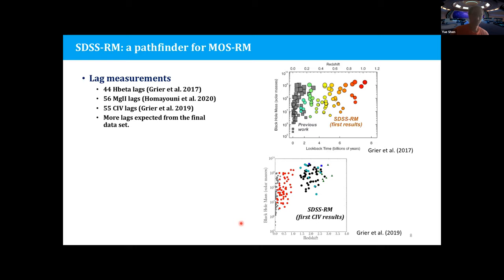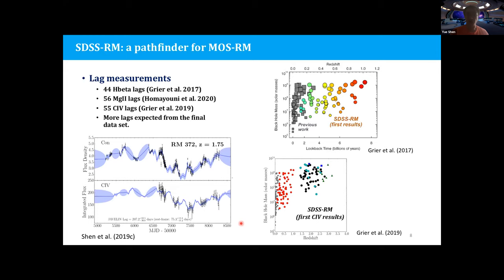Here is a typical example of a good lag detection from our carbon 4 sample, with a ratio of 1.75. The continuum light curve and the carbon 4 emission line light curve are on the top and bottom panels. You can see that there is obviously a delay in the carbon 4 response to the continuum light curve, but there's certainly room to improve the quality of the data. For example, we could use more densely sampled light curves and better photometry, which will automatically be given by the LSST light curves. But this really demonstrates that this multi-object exercise really works, and now it's time to embark on a more ambitious program.